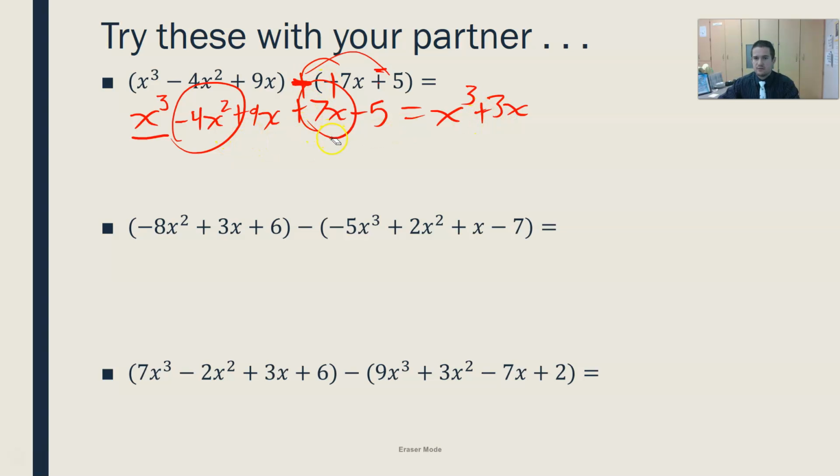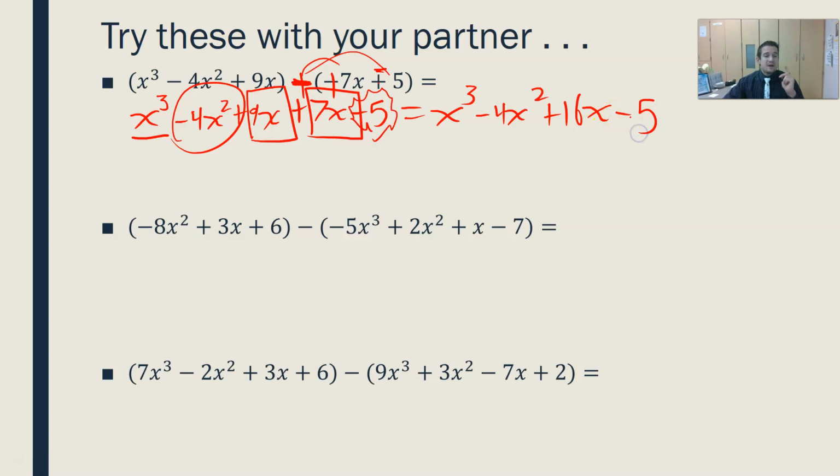Oh, sorry. That was my bad. I just have a negative 4x squared. See what I did there? I made a mistake. I can't combine x squareds and x's because they're not like terms. So the x squareds, that's all the x squareds I have. And then I have 9x and 7x. So 9x plus 7x is plus 16x. And then I have this minus 5. So you have to be careful. You have to watch. Even I'm going to make mistakes like that. You need to watch and make sure that you're only combining together your like terms.